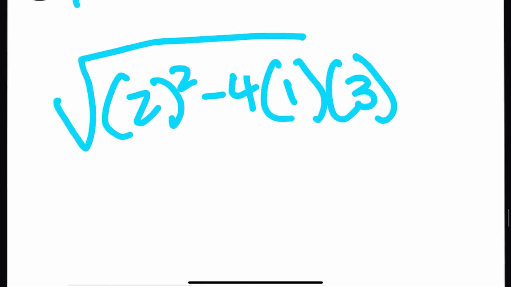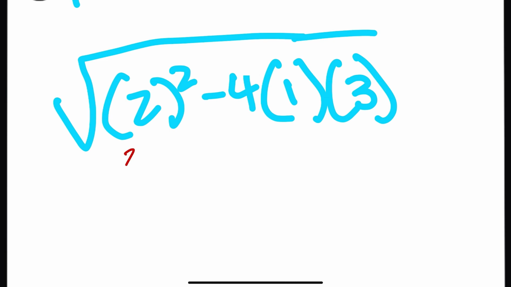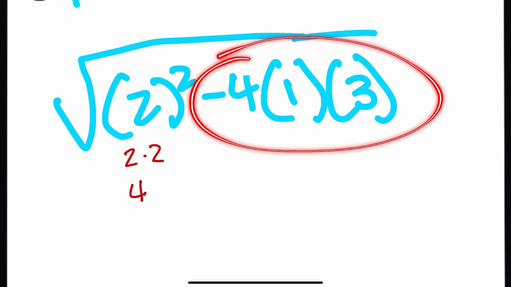And like I said, really you're just going to be simplifying this. So you want to make it smaller. You want to condense it. So I'm taking a look. I see that I have multiple different pieces here. So I'm just going to start with the first one that I see, which is 2 squared. So I know that 2 squared is going to mean 2 times 2, which is 4. Cool, made that smaller.